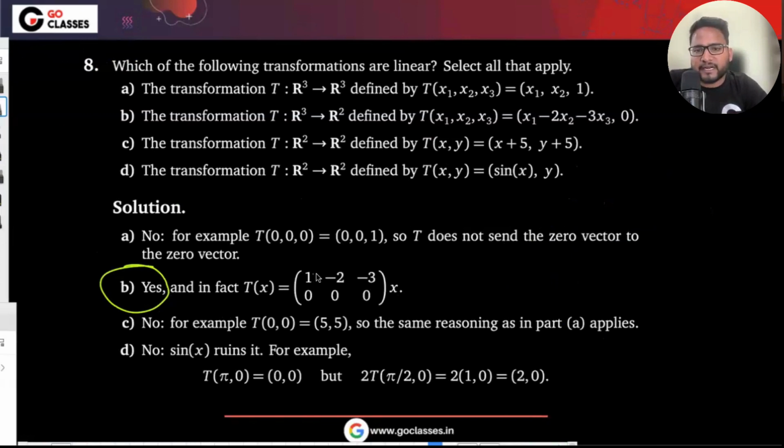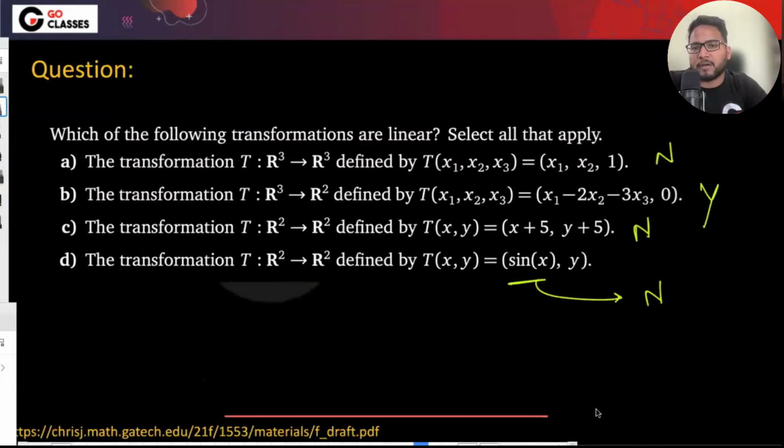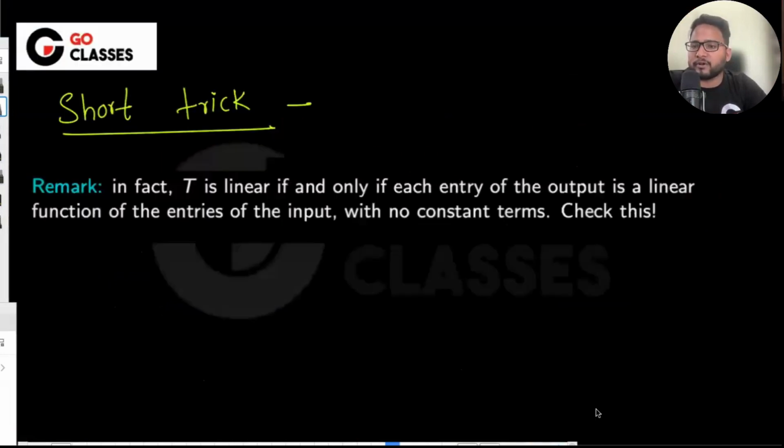Don't worry about this matrix and all. We will talk about these things. But are you good with the basics? I mean, is the short trick working with everyone? That it is a linear function of the entries and constant term should not be there.